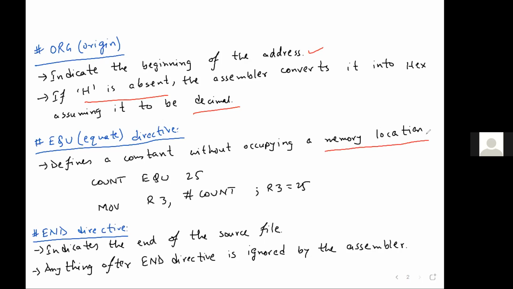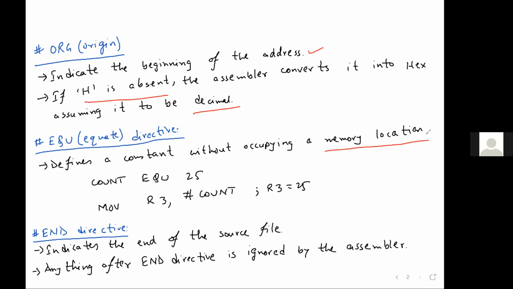Now, most of you might have some confusion with this, that how we can define a constant without occupying a memory location. So try to hear me out. Directives are simple directions for the assembler. Whenever we say memory location, we mean the memory location of a microcontroller. I repeat, whenever we say memory location, we mean the memory location of a microcontroller.